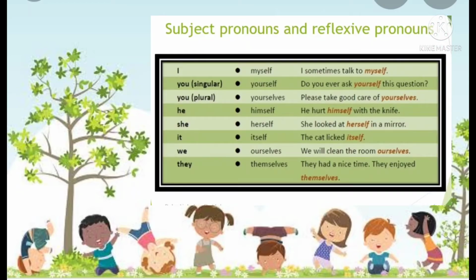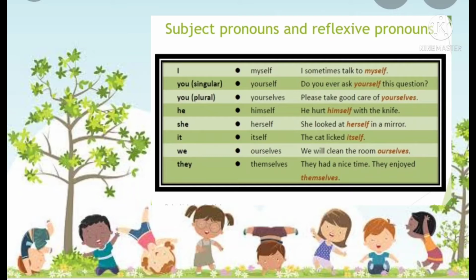Subject pronouns and reflexive pronouns. Here are few words that are described when used as reflexive pronouns. I is changed to myself. For example, I sometimes talk to myself. Next one, you in singular form is changed to yourself. Do you ever ask yourself this question? And you in the plural form is changed to yourselves.